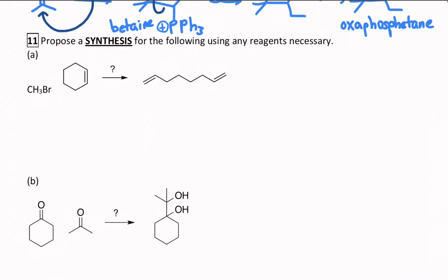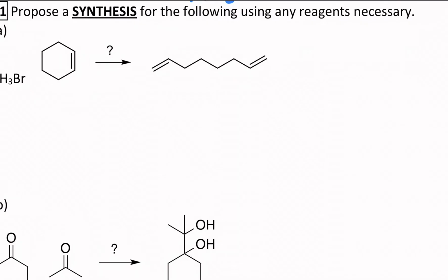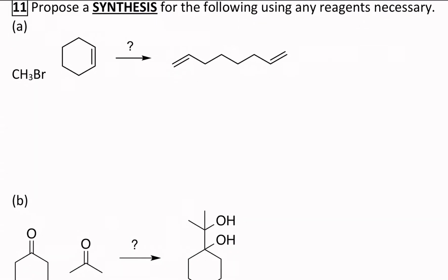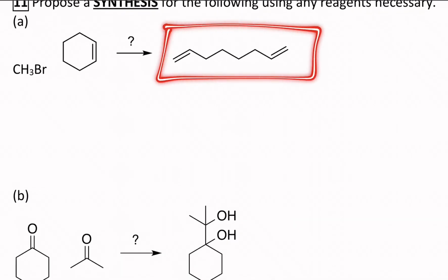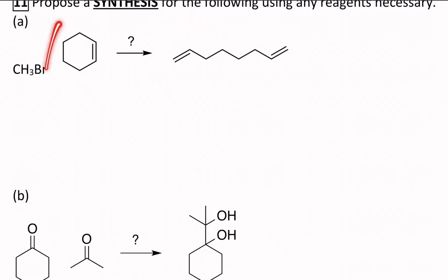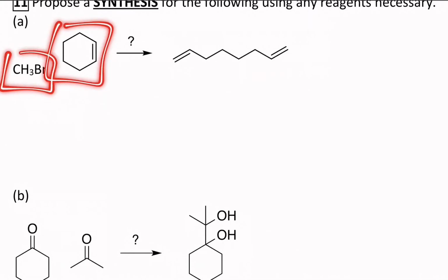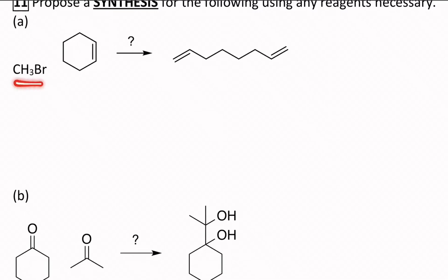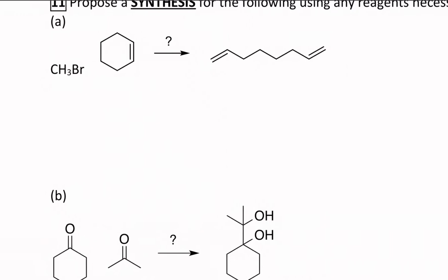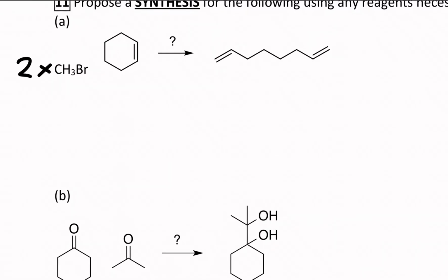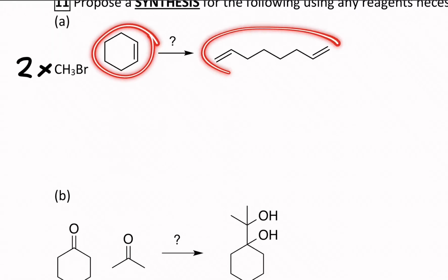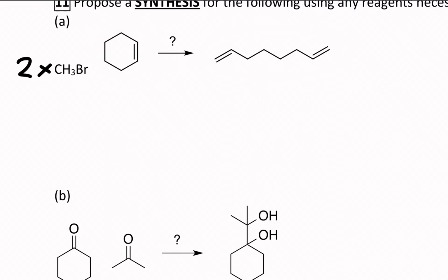So let's use the Wittig with some synthesis examples. Here we want to make an 8-carbon diene from cyclohexene and bromomethane. So I've got a 1-carbon piece and a 6-carbon piece, and I need to make an 8-carbon piece. That must mean I need 2 of those bromomethanes. So what can I do to an alkene, and how do I make alkenes? Well, we just learned you can make alkenes from Wittigs.